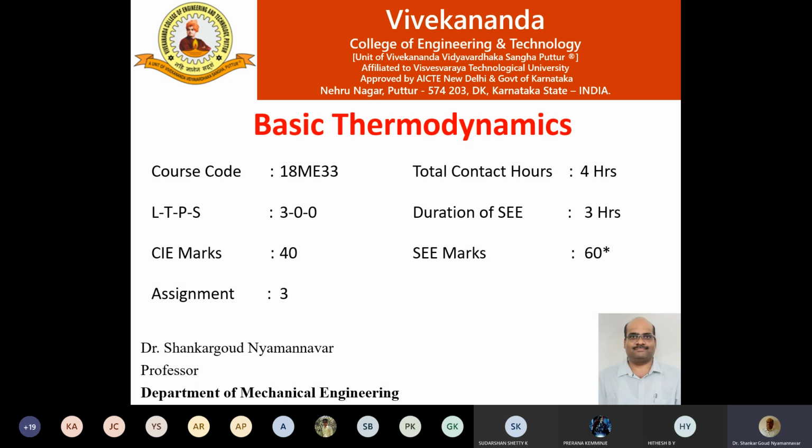Right. Okay. So this is the subject basic thermodynamics. Subject code is 18ME33. Contact hours are 4 hours per week, so it's a 3 credit course. There will be, as usual, 40 marks for internal evaluation, that is continuous internal evaluation, and 60 marks for the semester university examination. The university question paper will be for 100 marks, and then it will be reduced to 60 marks. You have to write 3 assignments in this subject.